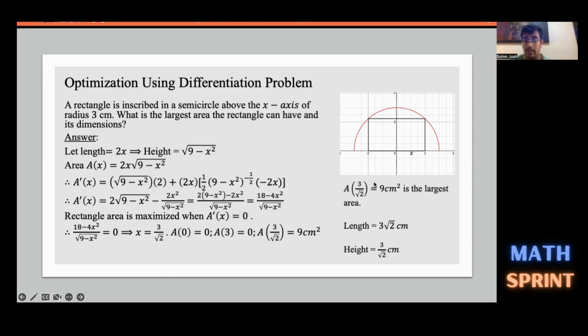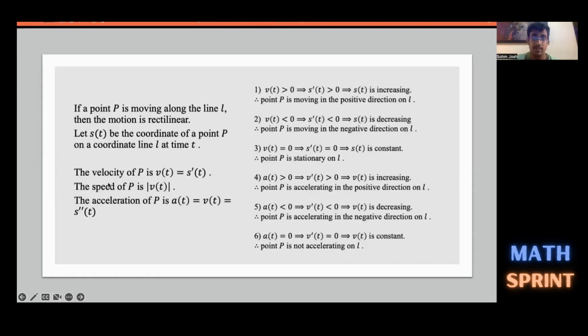Then we can figure out that the length is actually 3 by root 2, and the height is 3 divided by root 2, pretty much.